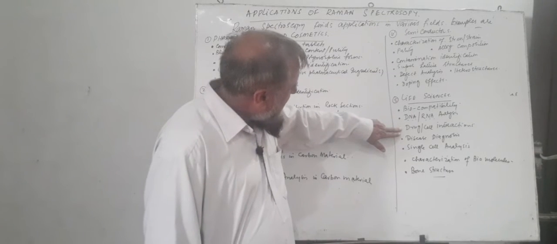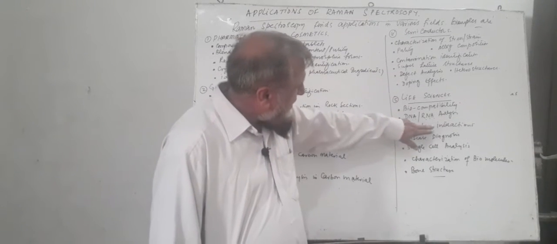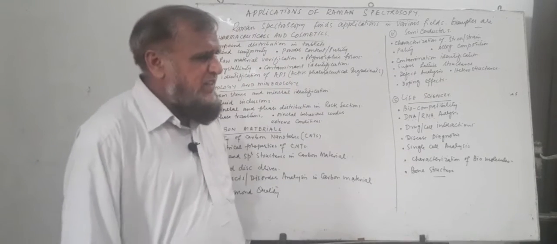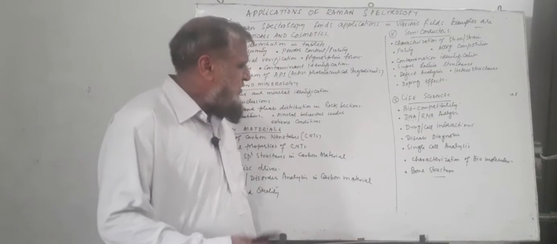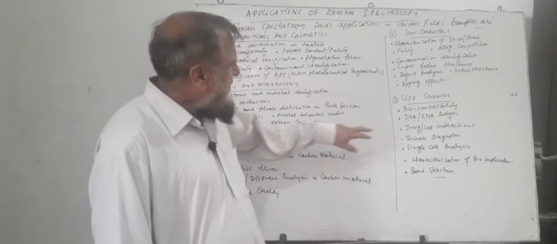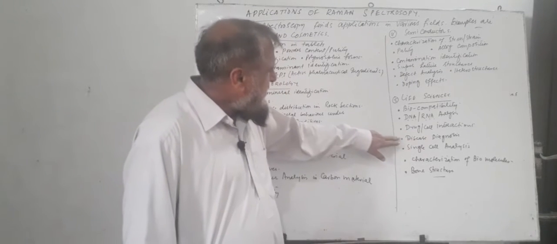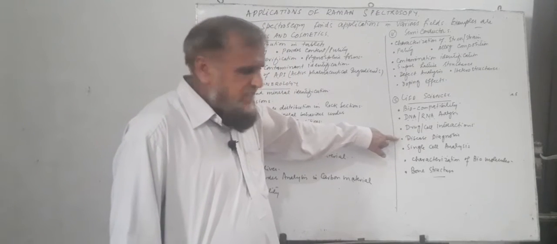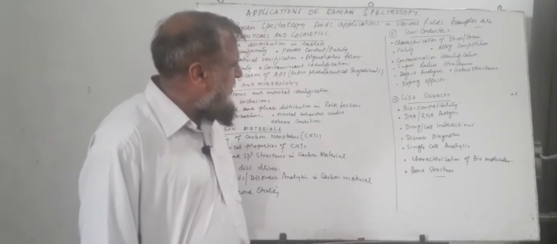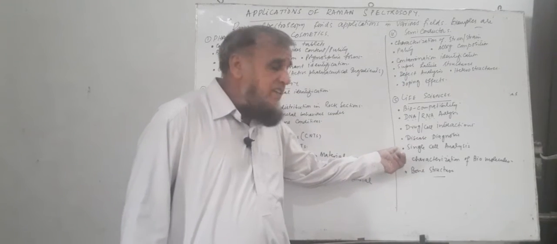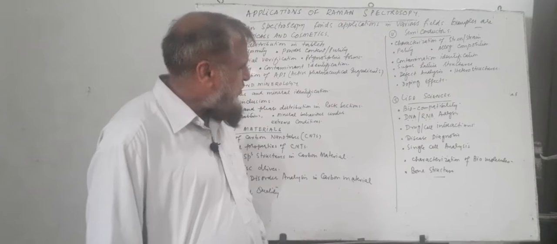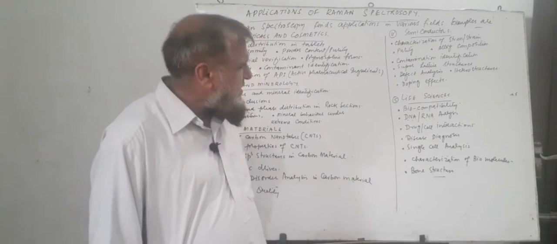Now, it can also tell us about drug cell interaction. What will be the interaction between drugs which are taken by a person and the cells which are present in the body. We can diagnose diseases by using Raman spectroscopy, and we can analyze even a single cell by Raman spectroscopy, which is called single cell analysis.